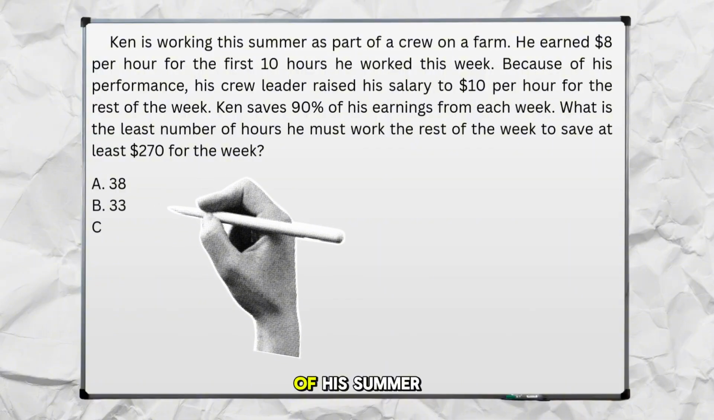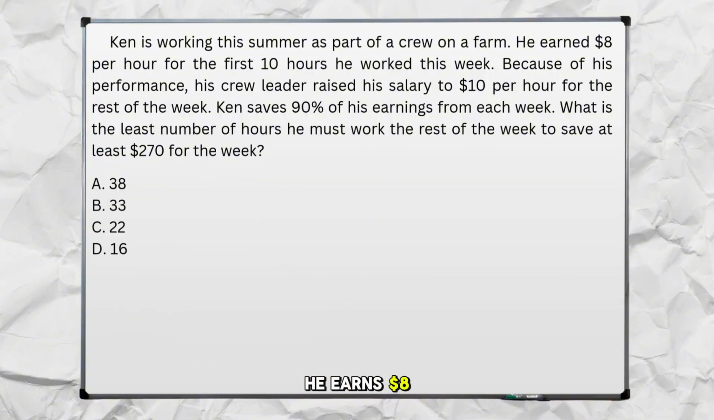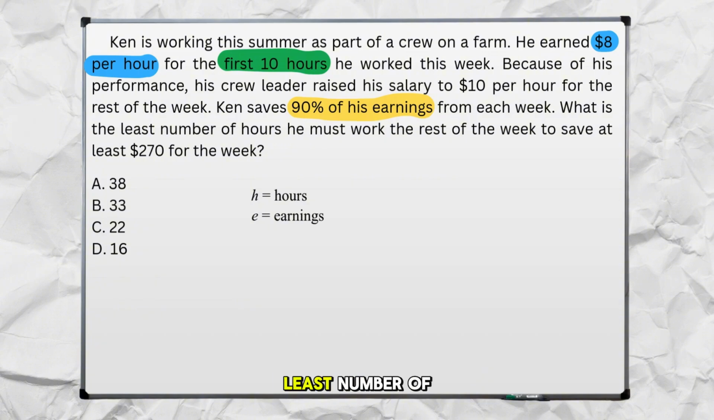Ken's working as part of his summer crew on a farm. He earns $8 per hour for 10 hours. So I know that one variable is h, which is my hours. He saves 90% of his earnings. So earnings is another variable for each week. What is the least number of hours he must work the rest of the week to save at least $270 for the week? So we could say that I want my earnings to equal 0.9, which is what he saves, times whatever this equation is.